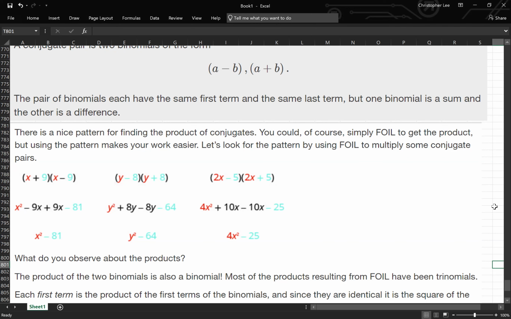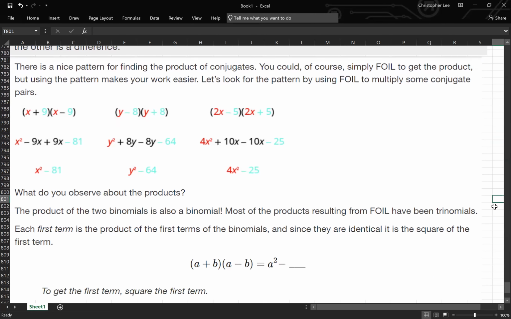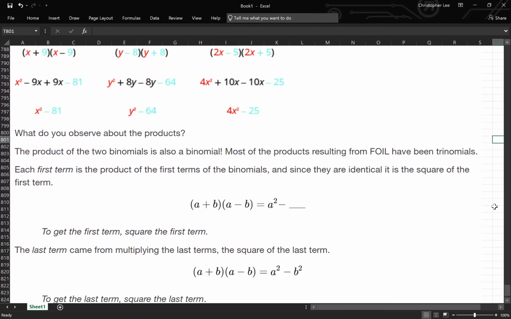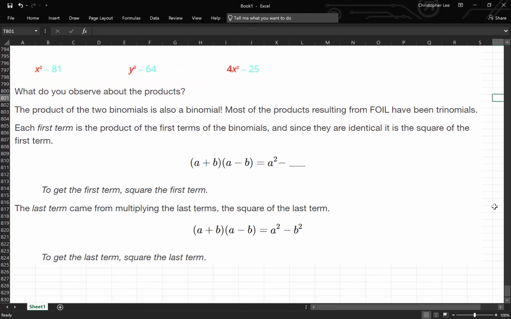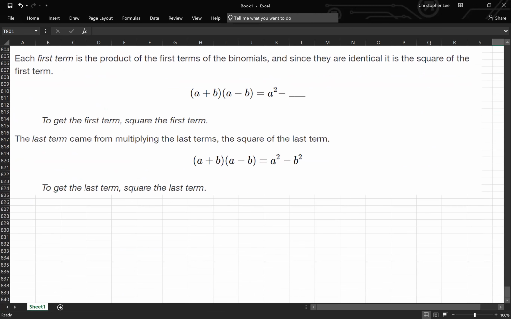So what's going to happen here? There's a pattern here. What do you observe? The product of the two binomials is also a binomial. Most of the products resulting from the FOIL have been trinomials. Each first term is a product of the first terms of the binomials, and since they are identical, it is a square of the first term. So a plus b times a minus b is going to be equal to a squared. To get the first term, square the first term. The last term came from multiplying the last terms, the square of the last term. So to get the last term, square the last term. That's it.